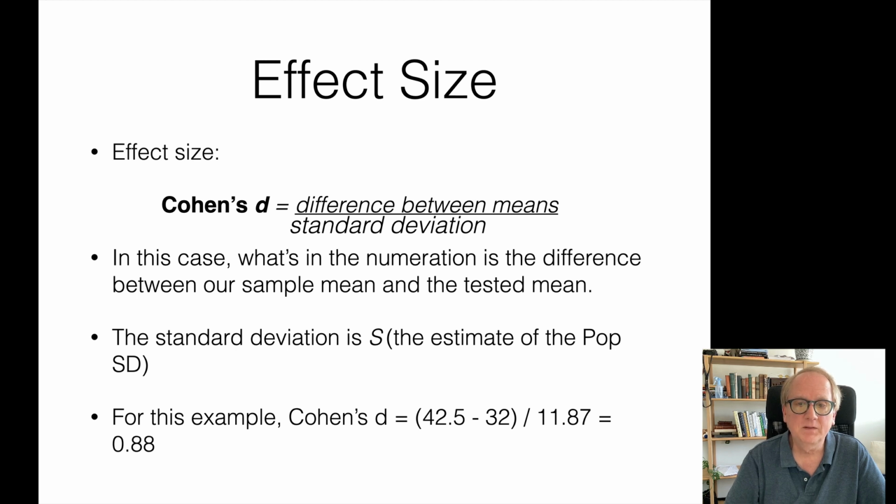Please note that if you instead use the estimate of the standard error and put that in the denominator, Cohen's d would be equal to the t. So that's not what we want. We just want this thing in the denominator to be the estimate of the population standard deviation.